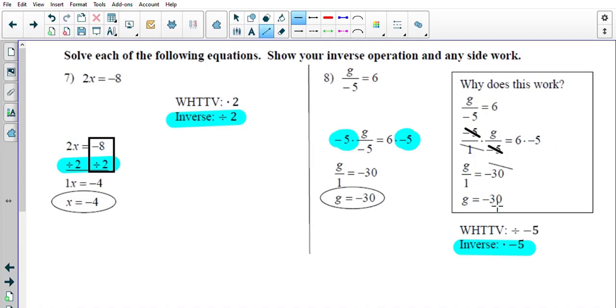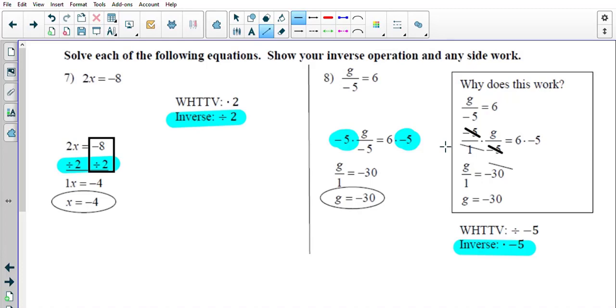A lot of times students get confused. They're like, does that really cross off if I multiply by negative 5? Shouldn't that be a 25 on the left-hand side? Take negative 5 times negative 5. Not quite, because if we divide by negative 5 and multiply by negative 5, those things undo each other, which is why we use the inverse, and you end up just being left with the variable g in this case. So you get g equals negative 30.